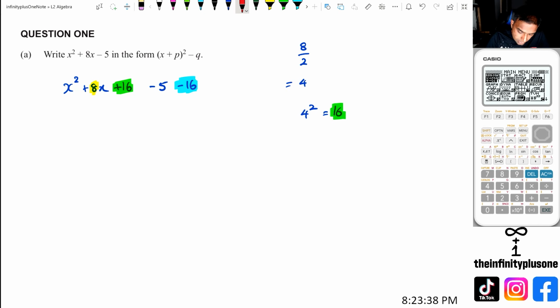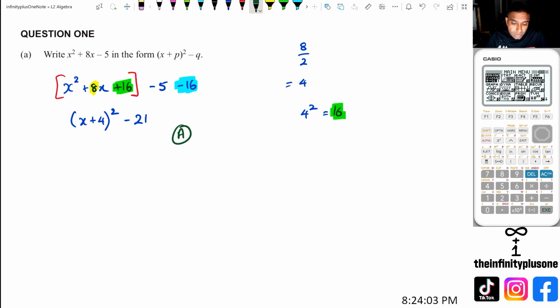The reason I want to do that is because then I can factorize this as simply x plus 4 squared, and then minus 5 and minus 16 becomes negative 21. So that's pretty much all you need to do for this question to get an achieved.